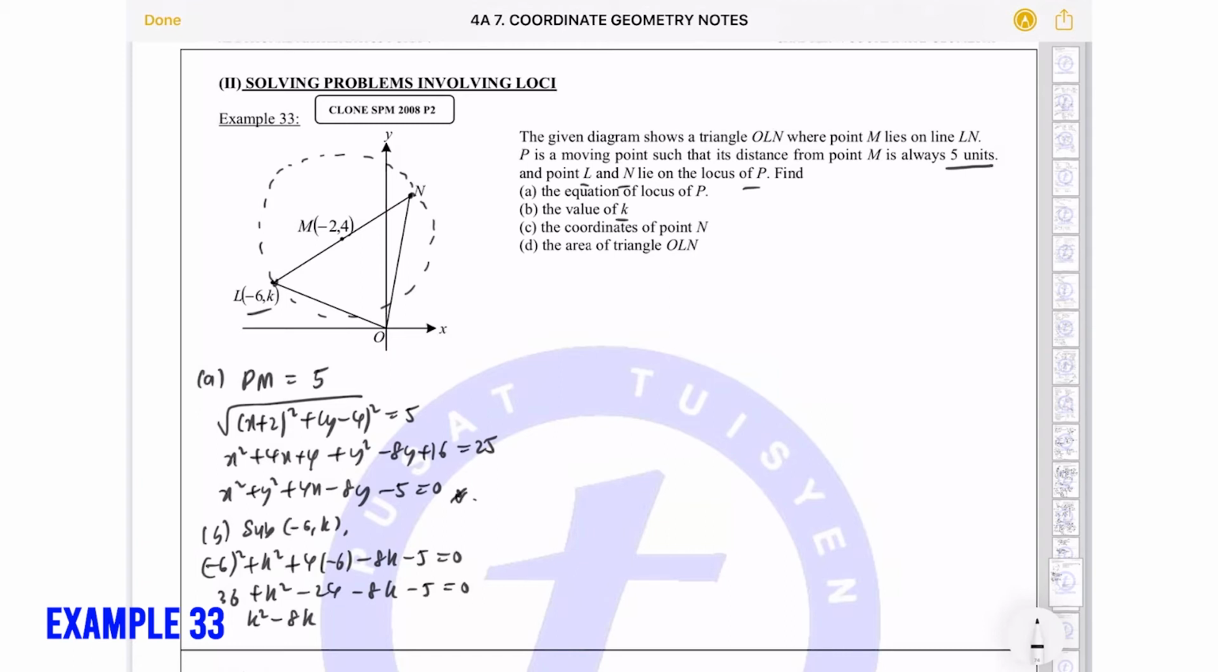Rearrange. Okay, this is 36 minus 24 is 12. 12 minus 5 is just 7. Okay, so we can double bracket factorize. So k is either 1 or 7. Okay, but you cannot accept both answers.